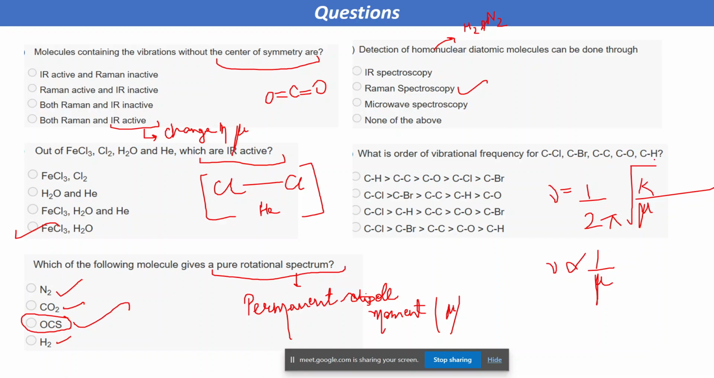So now out of Cl, Br, carbon, oxygen or hydrogen, which will have the least mass? Hydrogen. And who will have the highest? Bromine. So since hydrogen has the lowest mass, its stretching frequency will be higher. So the order will be C-H, C-C, C-O, C-Cl and C-Br. Option A. Now it is understood.